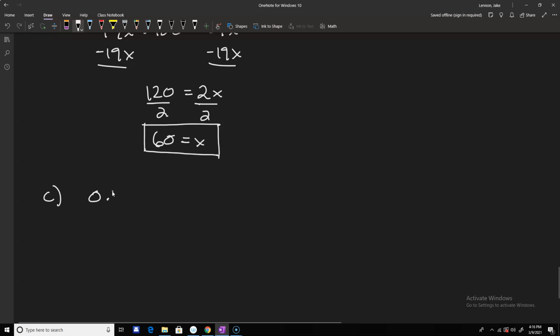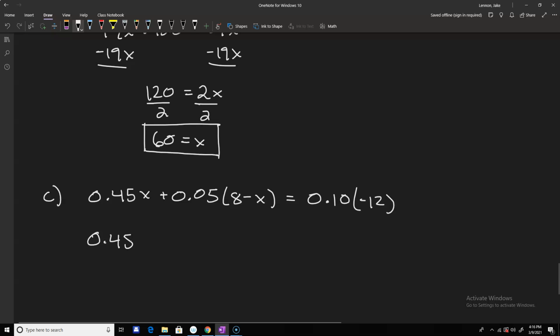Let's say we have 0.45x plus 0.05 times 8 minus x. And let's say this is equal to 0.10 times -12. Okay, so we just multiply through. There's two things we can multiply right now. So we have our 0.45x, and then we have 0.05 times 8. So that's 0.4 minus 0.05x. And then the right-hand side just comes out to minus 1.2 when you multiply those two numbers.